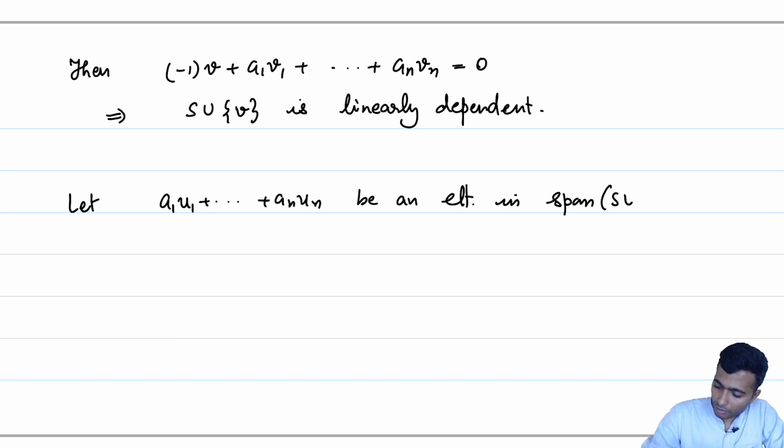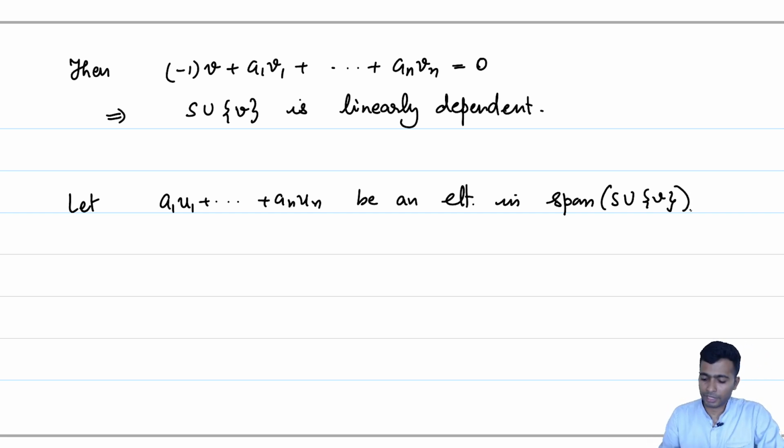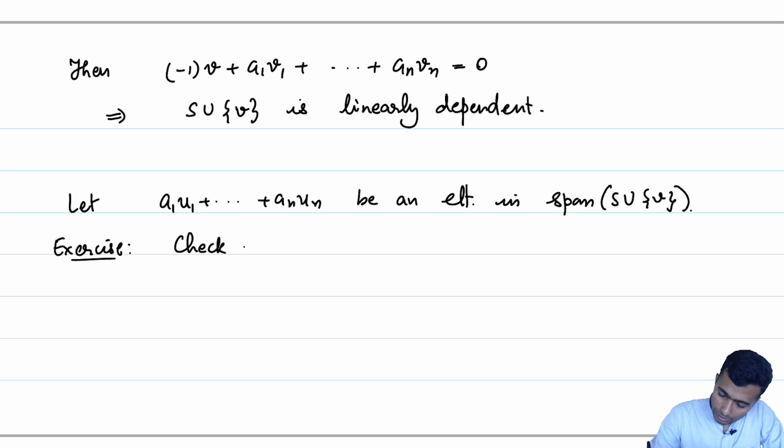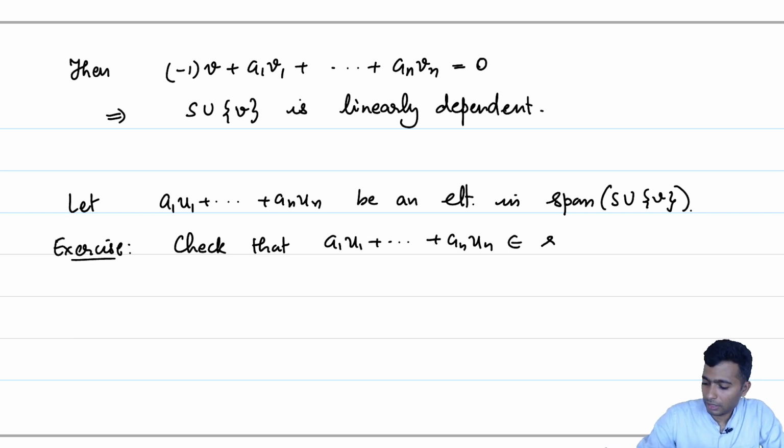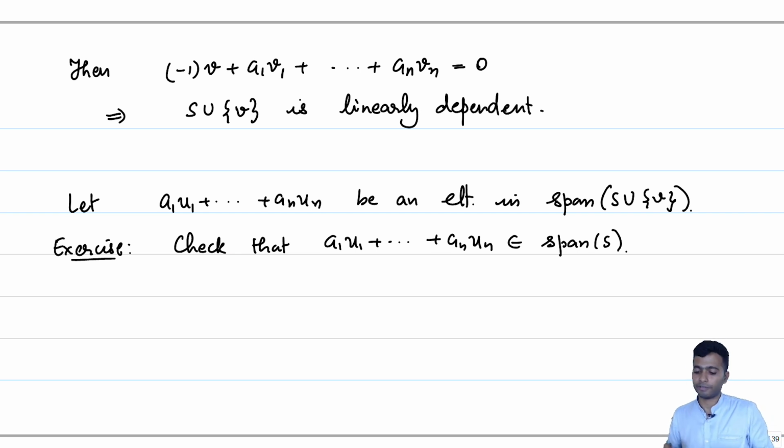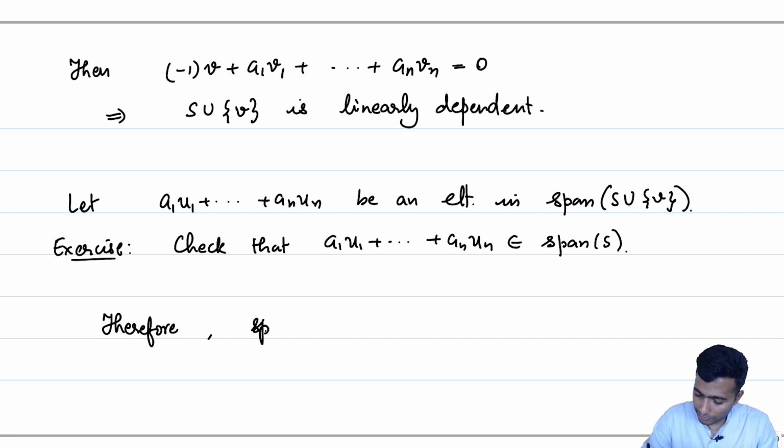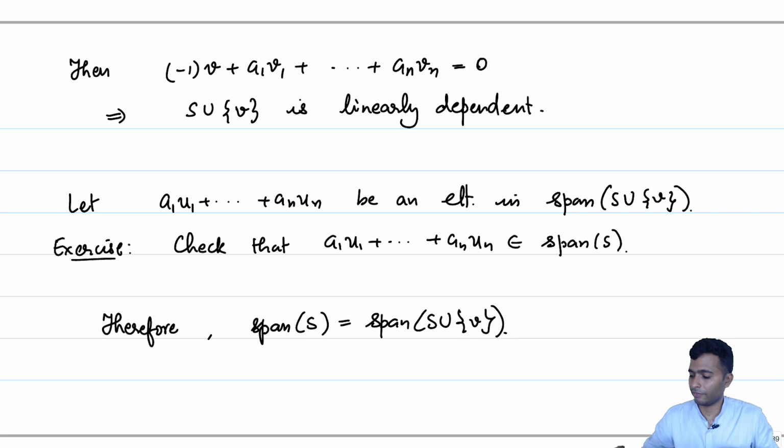of S union V, and by a very similar argument as earlier, let me give it as an exercise for you to check that a1 u1 plus up to an un is in the span of S. We have already done a very similar argument earlier, and therefore, we get that span of S union V is contained in span of S, but S is contained in S union V, therefore, span of S is always contained in the span of S union V, and therefore, with both the implications, span of S is equal to span of S union V, and with that we have settled 1.